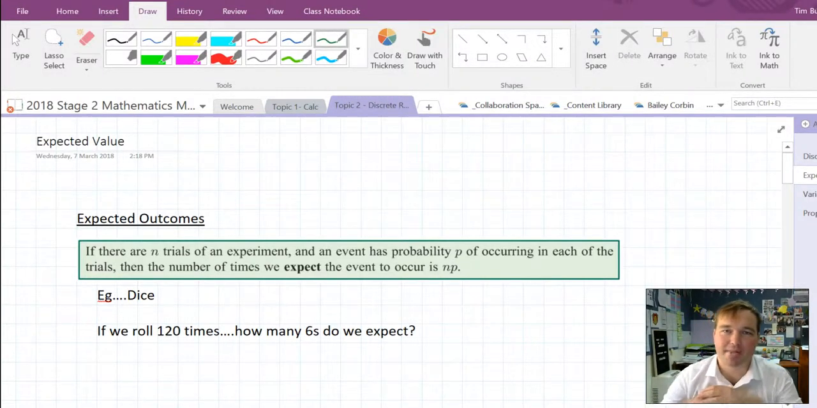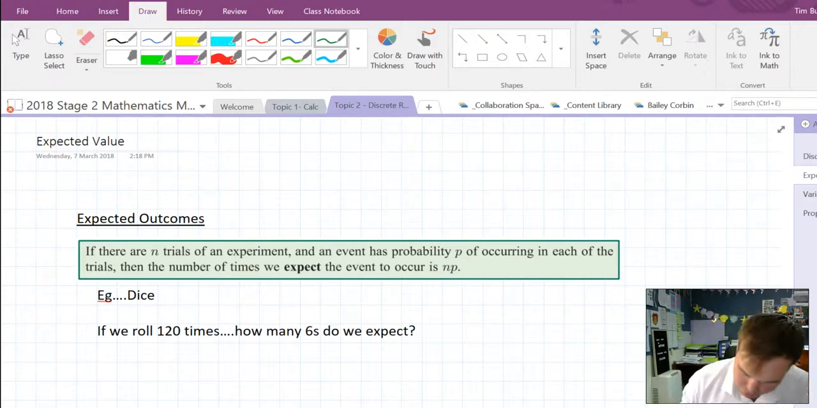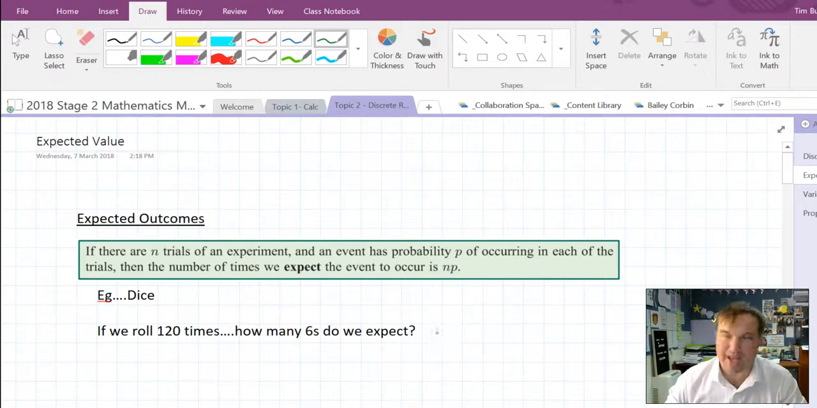Today we're going to look at expectation. Expectation uses what we learned in discrete probability outcomes and distributions last video. But this time we're looking at what is the average expected outcome. So if we roll a dice 120 times, how many times do we expect to roll a 6?